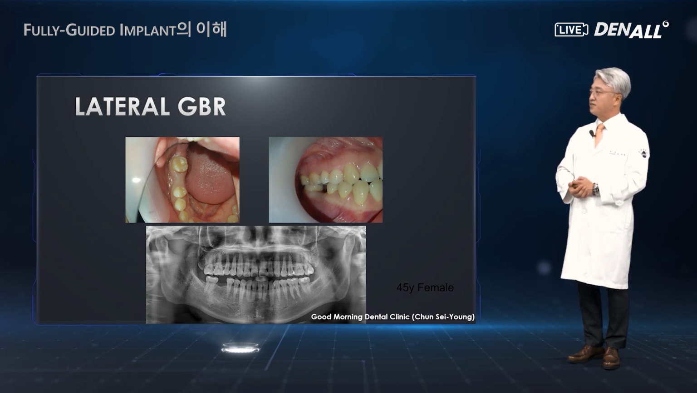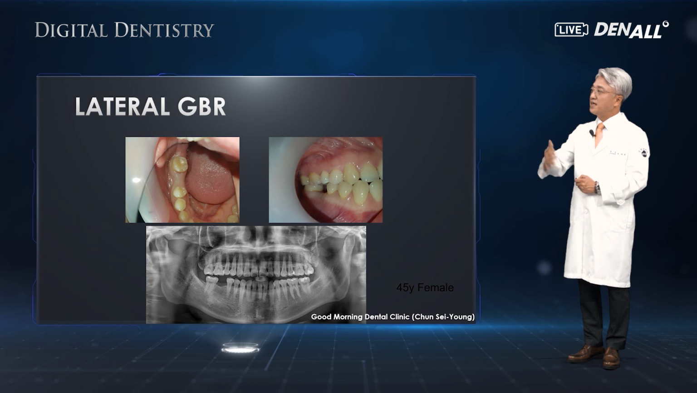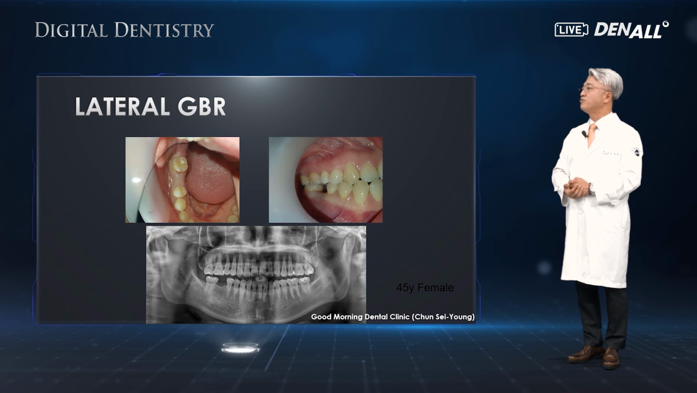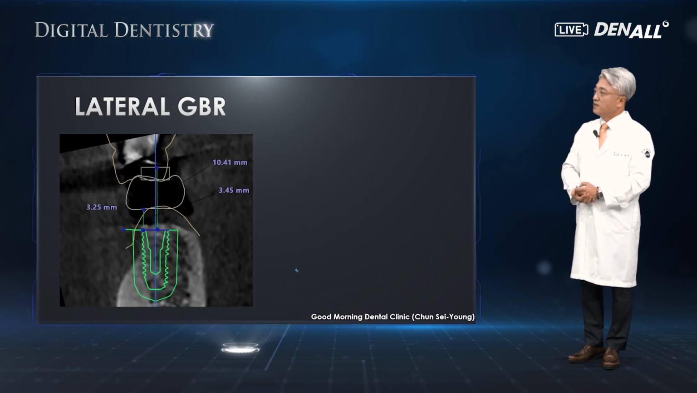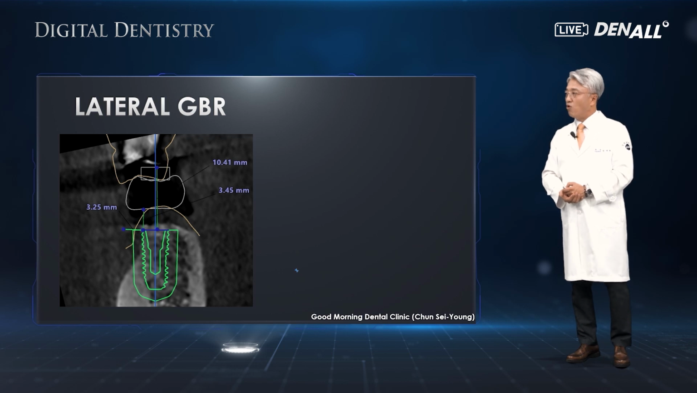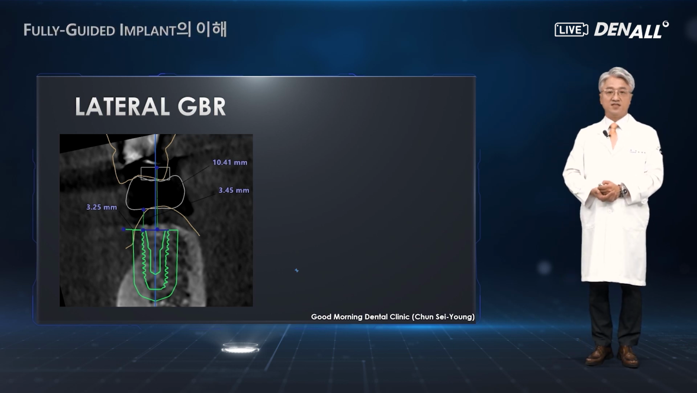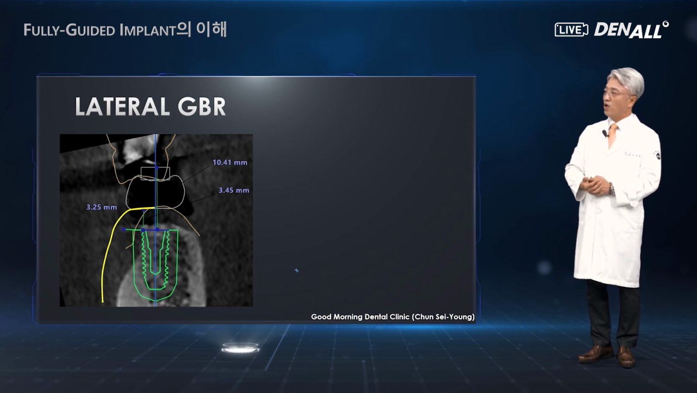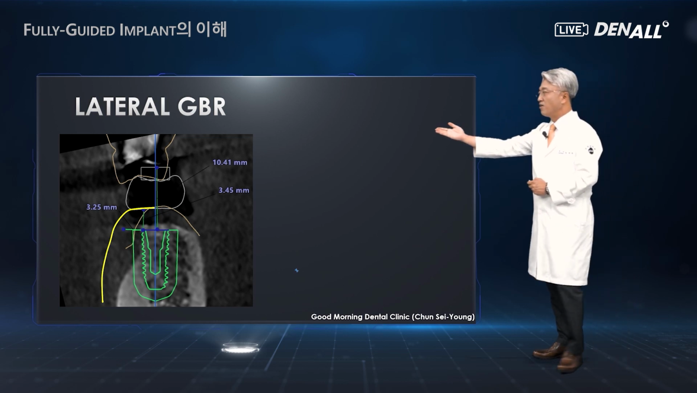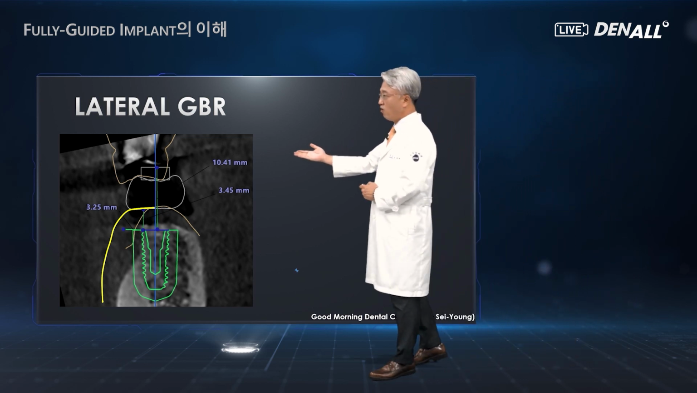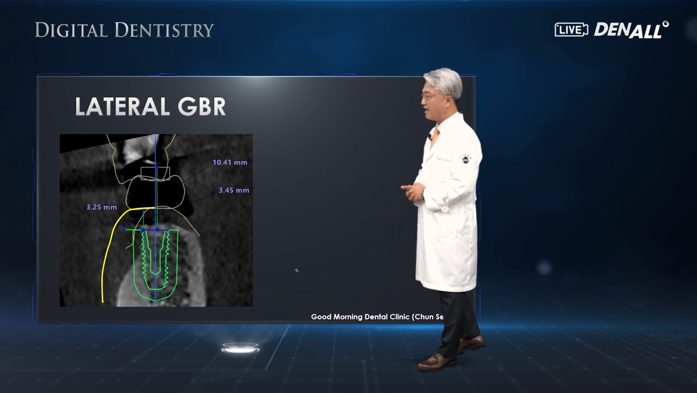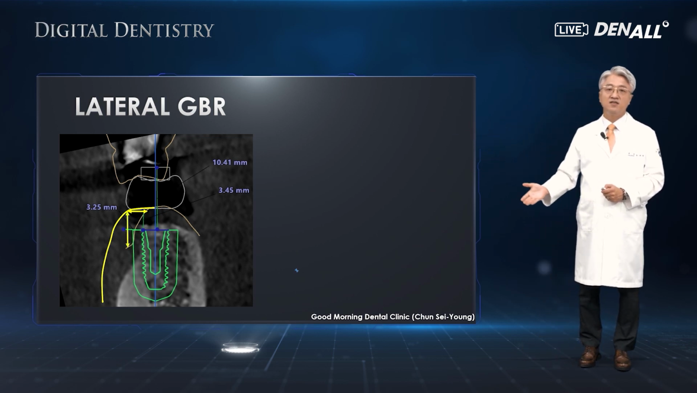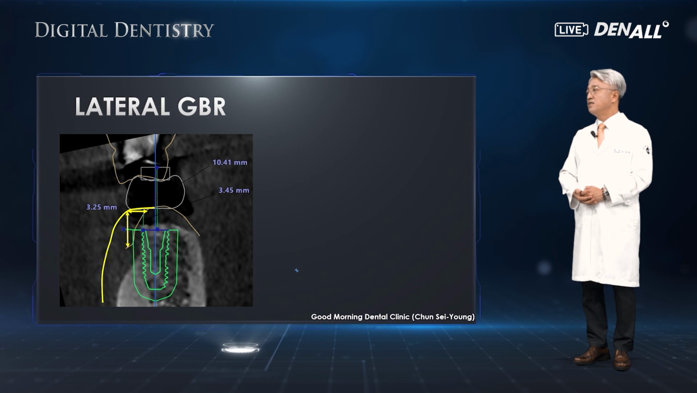Horizontal augmentation, GBR case. In this case, the buccal bone of number 46 is severely resorbed. In this patient, there's no problem to do implant placement and prosthesis without bone graft. However, if you look at the gingiva, if the gingiva can be made like this, more ideal and physiologically stable placement can be done in order to raise gingiva up to this level. GBR is planned.